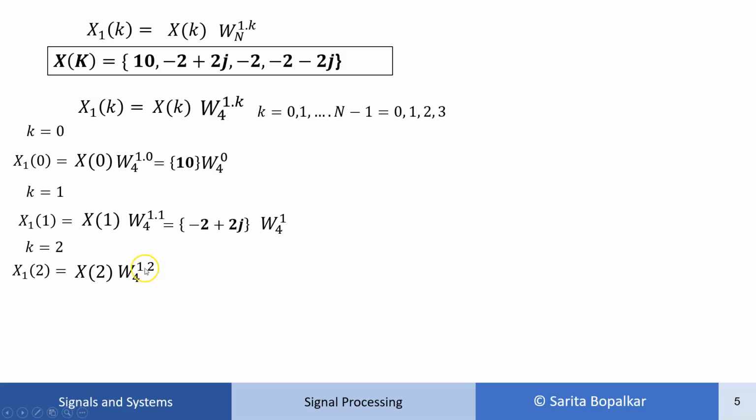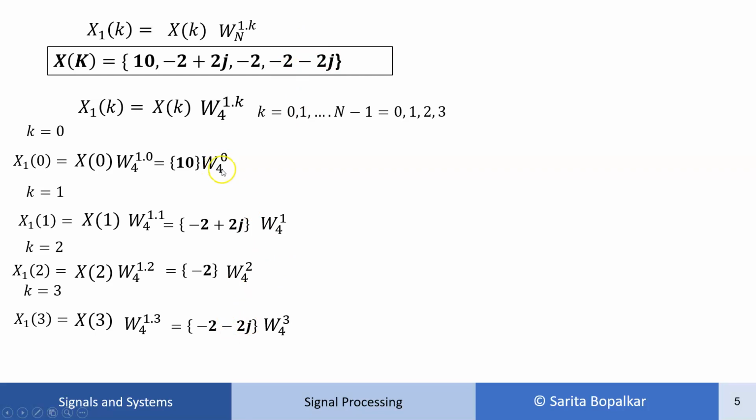So it is W4 1 into 2. That is, it becomes x of 2 is minus 2, so minus 2 W4 2. K is equal to 3. X1 of 3 is x of 3 into W4 1 into 3. That means this is your x of 3, minus 2j, and W4 3.